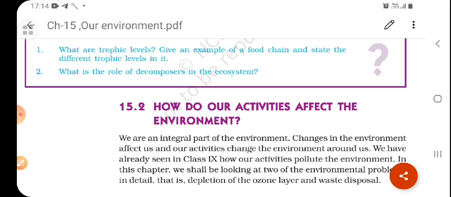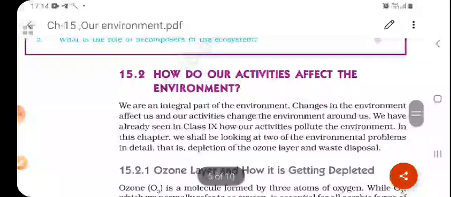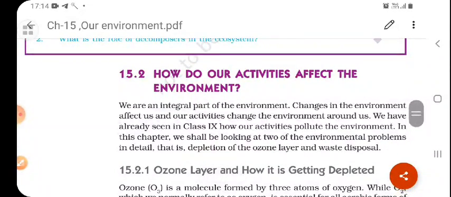We will discuss pollution or environmental problems and their solutions. How does this food chain affect our environment in our next lecture?